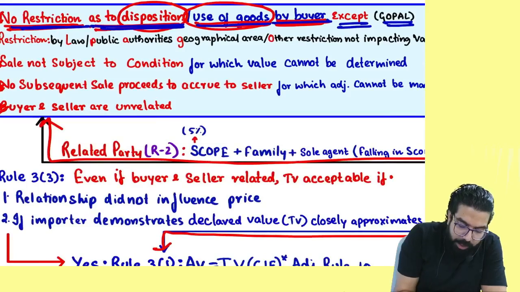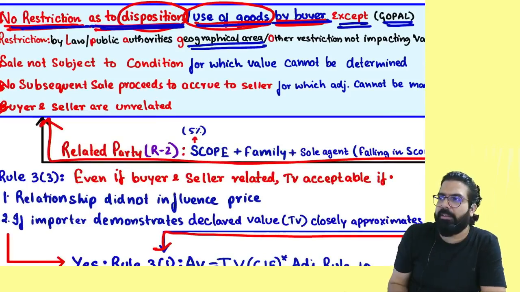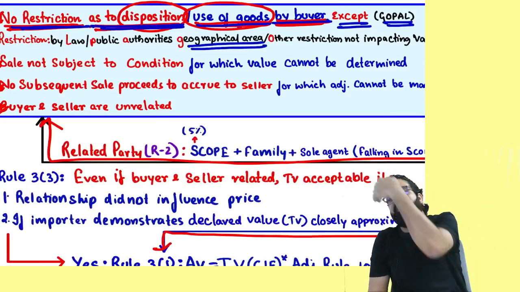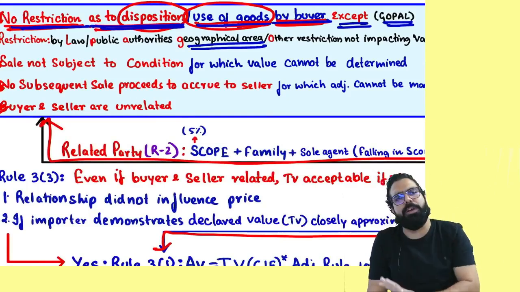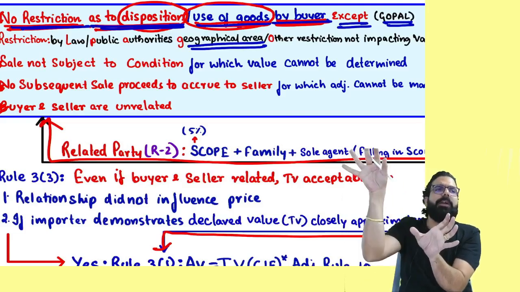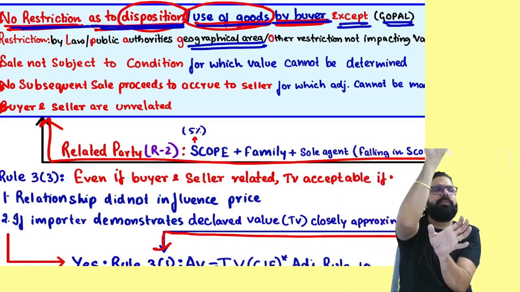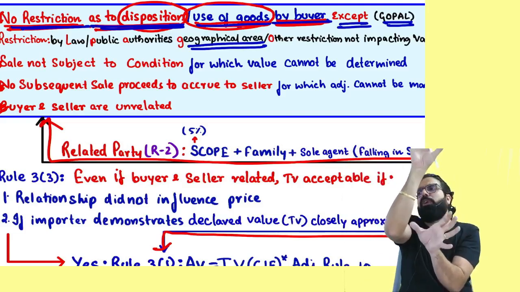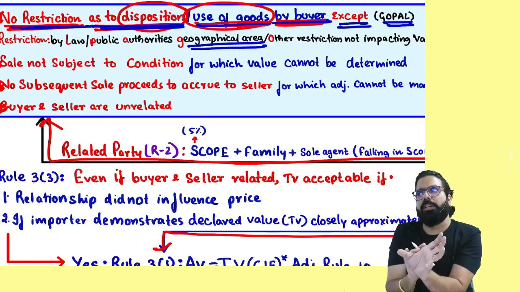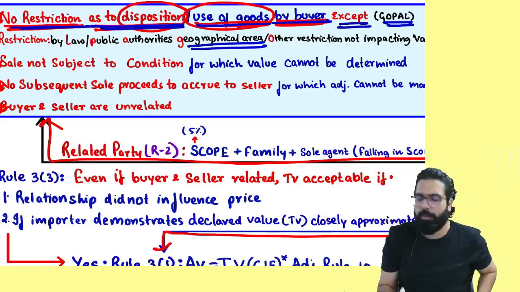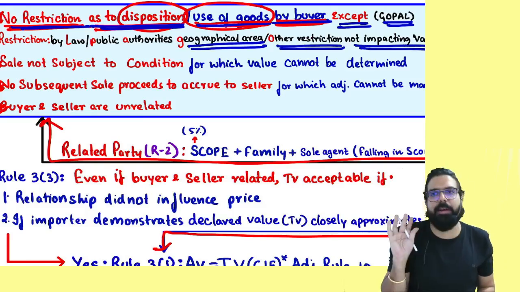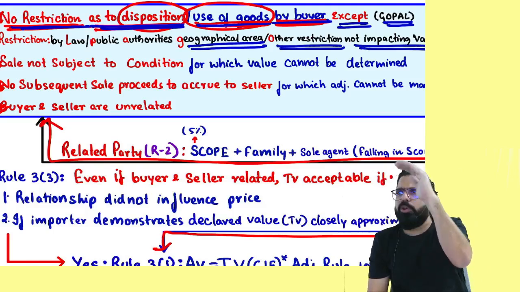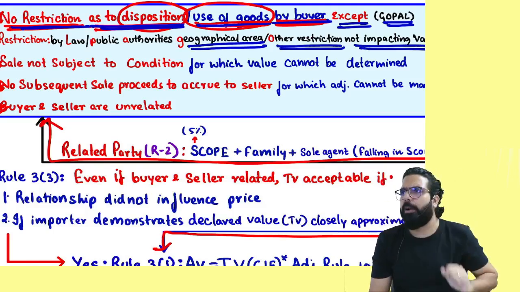G for geographical area condition. If a geographical area condition is there, the exporter sold you the goods, you imported, and he told you should be selling only in the southern part of India, because he has a different dealer for the northern part and a different dealer for the eastern part, so he told Ramesh, you should be selling only in the southern part. That condition is no problem. O for any other restriction which is not impacting the value. The officer says, if your value is not reduced, I don't have any problem.